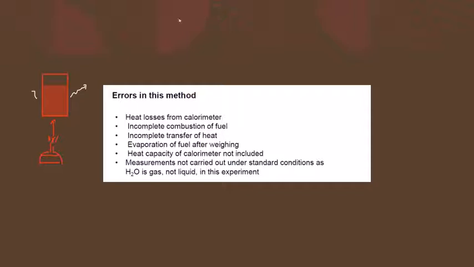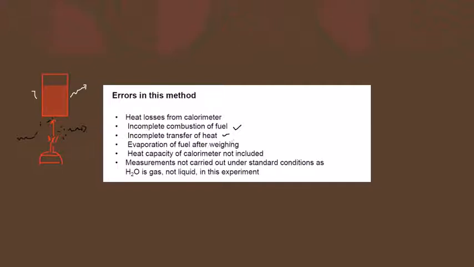Incomplete combustion of the fuel. If this fuel is not burned completely, because complete combustion releases more energy as compared to incomplete. Our assumption is that the fuel burned completely, but in practice, maybe it will produce unburned carbon, or black soot is formed. So due to this black soot or unburned carbon, the temperature will not rise to the higher value that it should. Incomplete heat transfer. Basically, when we are burning, some of the heat energy is transferred to the surroundings.